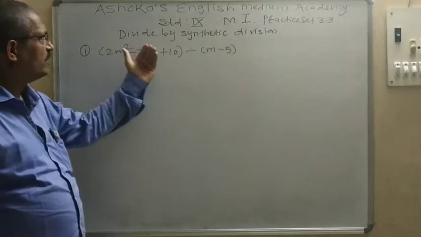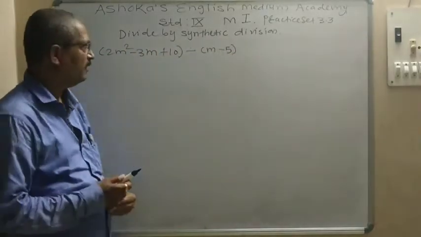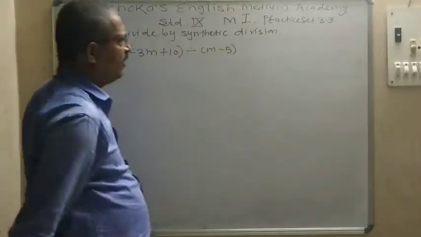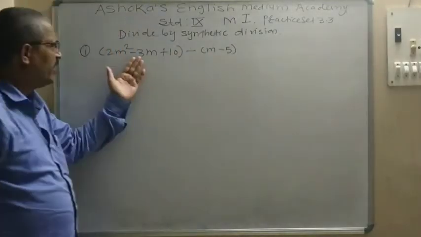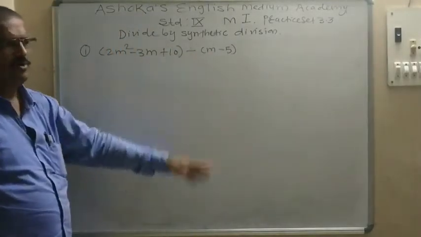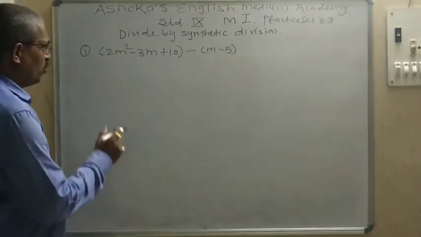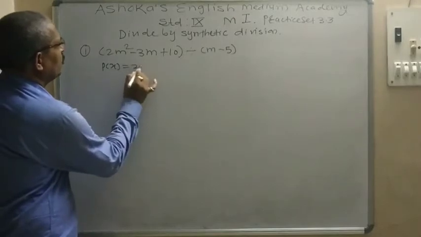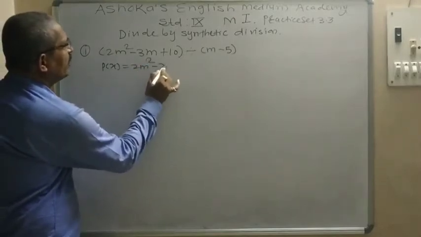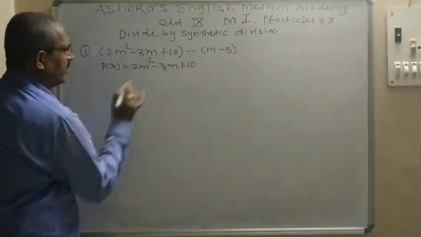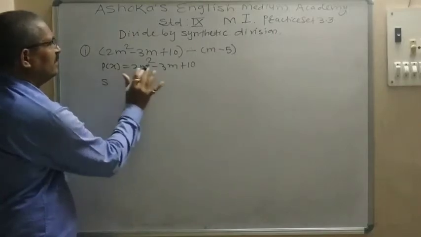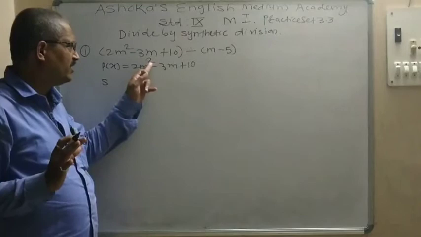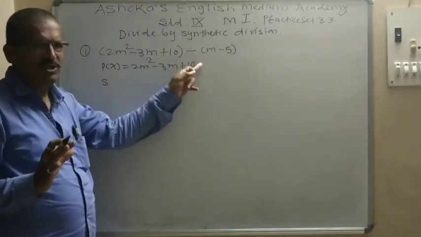Now we are going to study the synthetic division method. Here is the first question from exercise 3.3: 2m² − 3m + 10 is divided by m − 5. So what to do? I am going to write first p(m) = 2m² − 3m + 10. This polynomial is given in standard form, means index 2, then afterwards 1 and then 0.